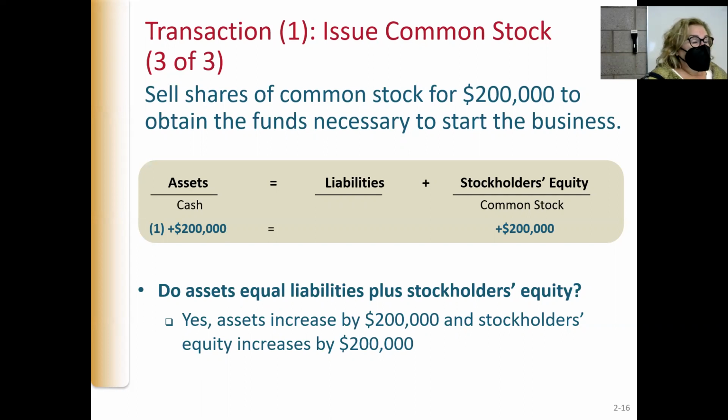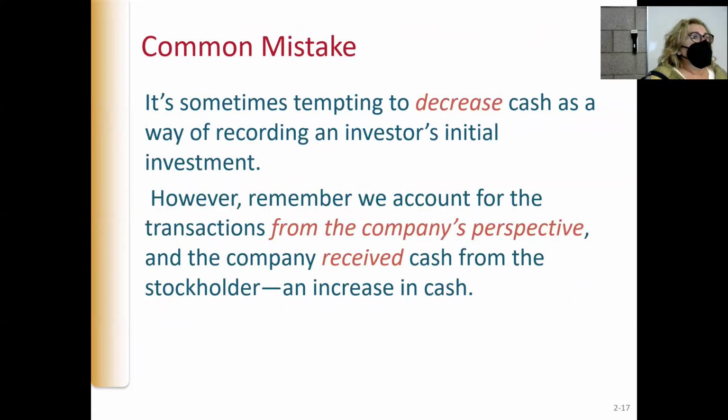So at the end of this transaction, do our assets still equal our liabilities plus our stockholders' equity? They do, don't they? Sometimes it's tempting to decrease cash as a way of recording an investor's initial investment. However, remember, we account for the transactions from the company's perspective, not from the individual shareholder's perspective. The shareholder's giving up cash, but the company's receiving that cash, okay?